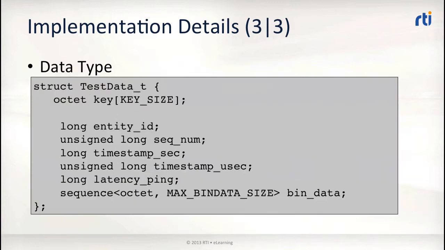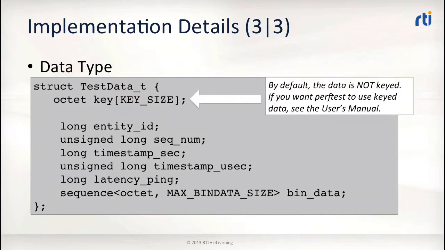The data type used for all topics is a simple structure called testdata_t. The IDL file can be found in the installation directory under the IDL directory. The data fields include a key field, which by default does not include the @key designation, meaning the data type is not keyed for any topic. To make PerfTest use keyed data instead, you'll need to modify the IDL file or provide the appropriate compiler directive. More information about this can be found in the PerfTest User's Manual.